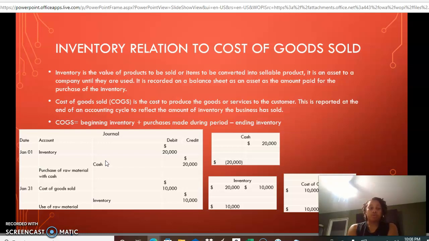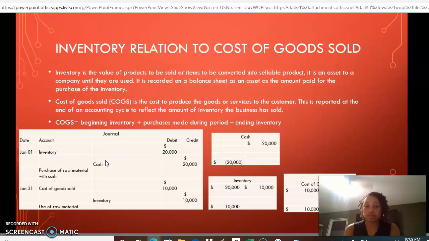So, now we have an example of a journal entry and also our T accounts. So in the journal entry, we debit inventory for $20,000 and then we credit cash. The raw material was purchased with cash. So then below at the end of the month, we debit cost of goods sold $10,000 and we credit inventory $10,000. And this is the use of the raw material.